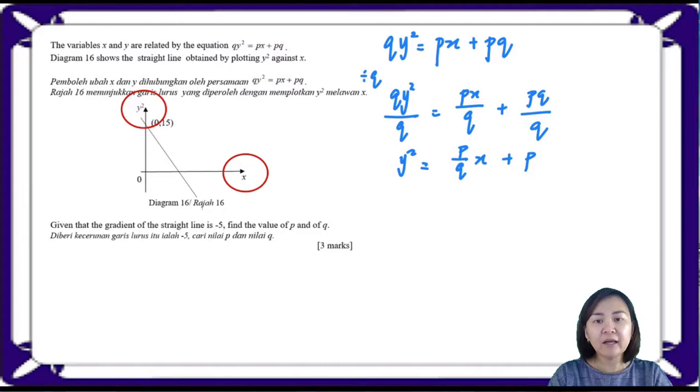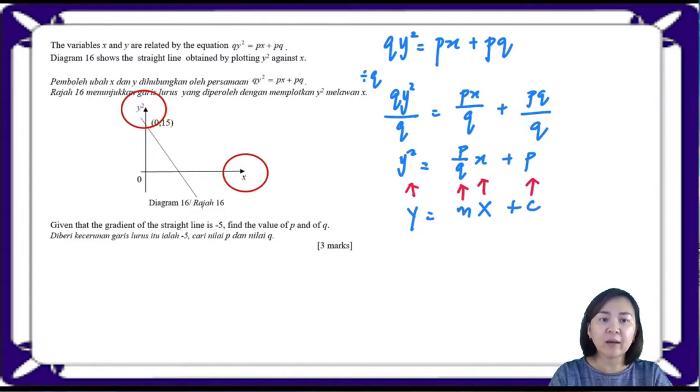After that, we need to compare it with y equals mx plus c. Therefore, our y is y squared, our m is p over q, our x is x, and the value of c is equal to p. From the diagram, we notice that the intercept of y is equal to 15. Therefore, p is equal to 15.